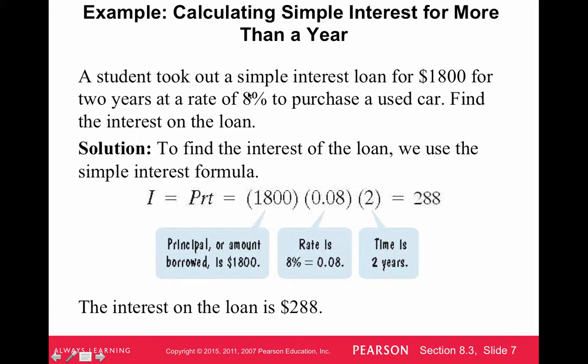This one says, let's say you loaned $1,800 for 2 years at a rate of 8% to purchase a used car. Find the interest on the loan. So this is 2 years, simple interest, 8%. We're taking the loan amount times 8% times 2 years, and over those 2 years, you have to pay $288. So your total cost would actually be $1,800 plus 288, for $2,088.